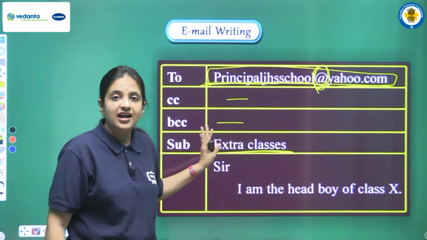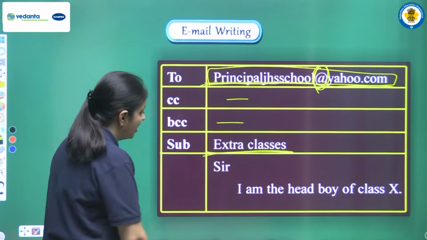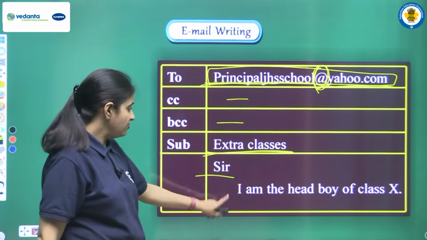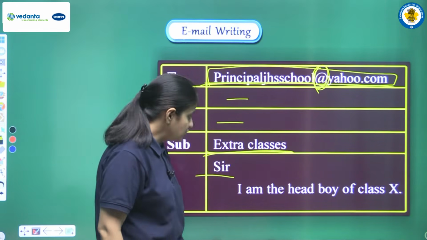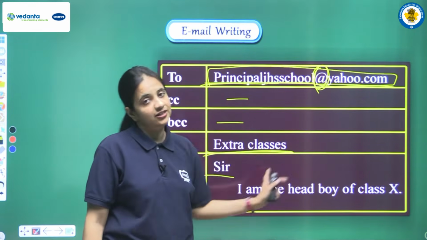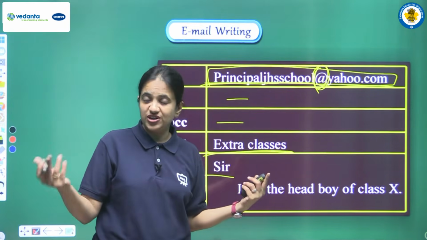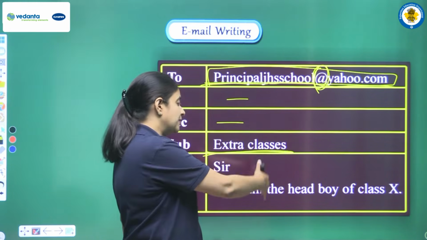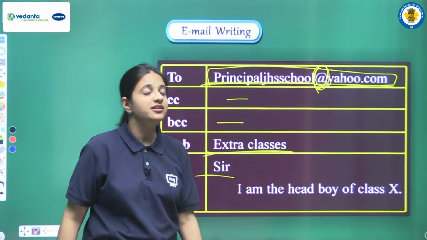Now we are writing our entire matter. So first of all we are addressing our principal as sir. Okay, next we are starting our subject matter. So we are writing, I am the head boy of class 10th. It was given to us in our question, so we are using the same details here. So we are writing that I am the head boy of class 10th.